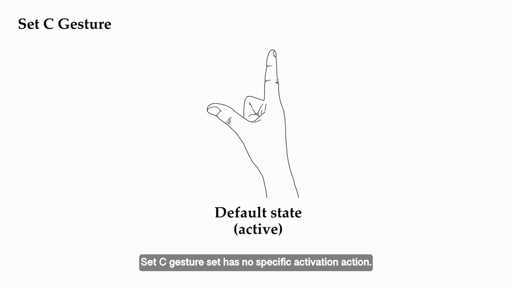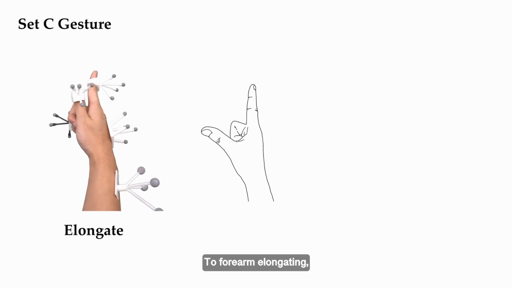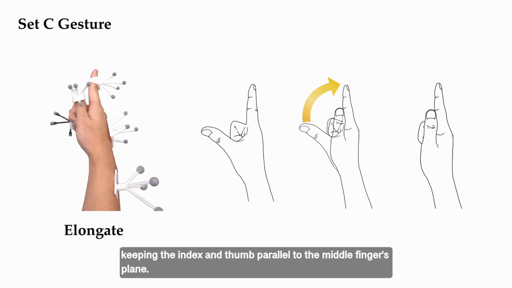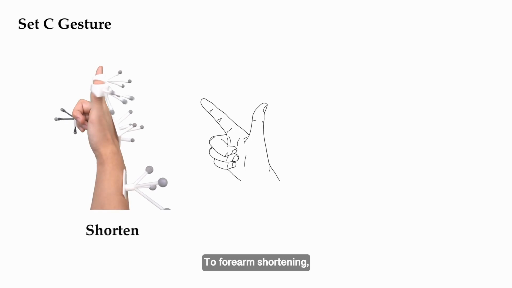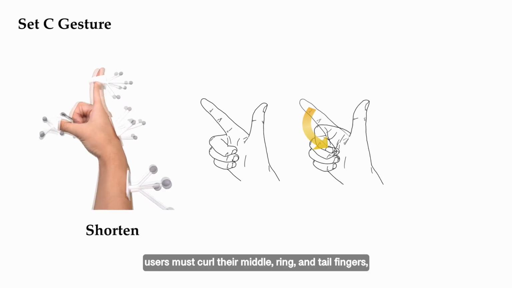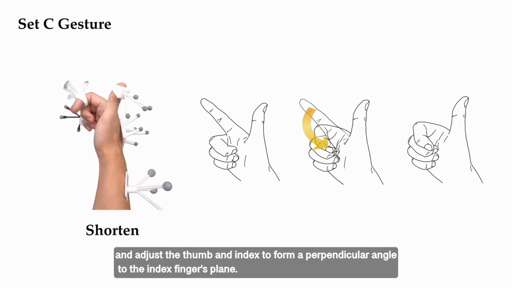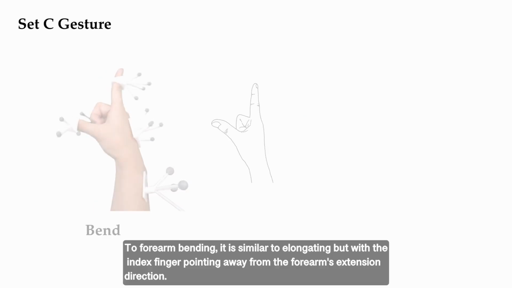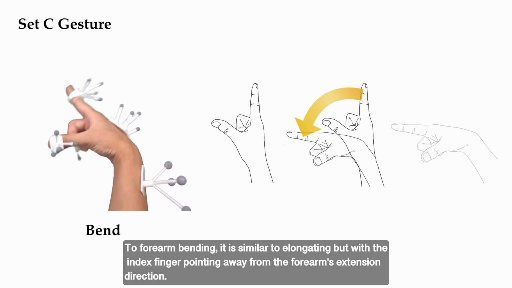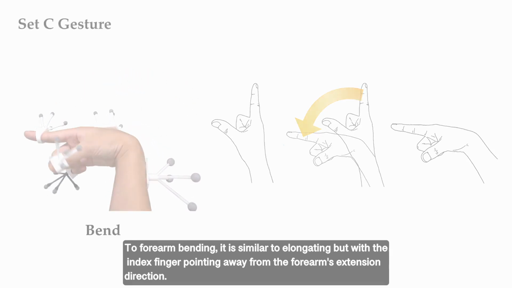Set C gesture set has no specific activation action. To elongate the forearm, users must curl the middle, ring, and little fingers, keeping the index and thumb parallel to the middle finger's plane. To shorten the forearm, users must curl their middle, ring, and little fingers, and adjust the thumb and index to form a perpendicular angle to the index finger's plane. To bend the forearm, it is similar to elongating, but with the index finger pointing away from the forearm's extension direction.